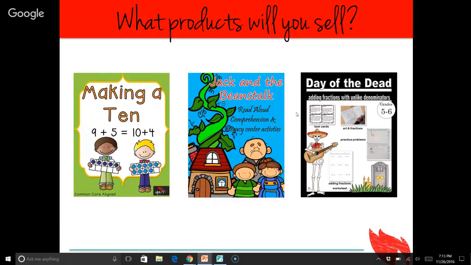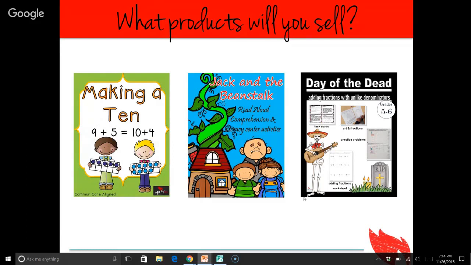And Jack and the Beanstalk, I created that one because a lot of the 1st and 2nd grade teachers are teaching these fairy tales, and there's really not any rigor with it. The kids know the stories, and I wanted to boost the rigor and the thought process of it. And Making a 10 is a product that a lot of the 1st and 2nd grade teachers are having a lot of difficulty with, transitioning their children from counting on or counting all to actually making a 10.